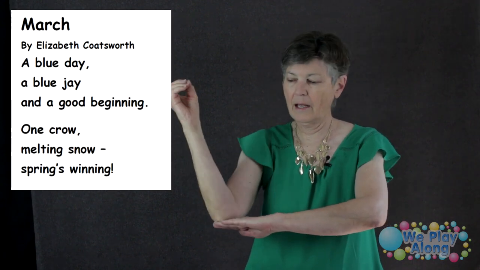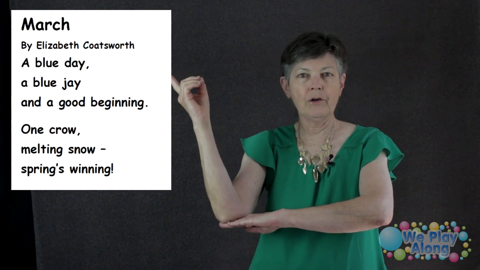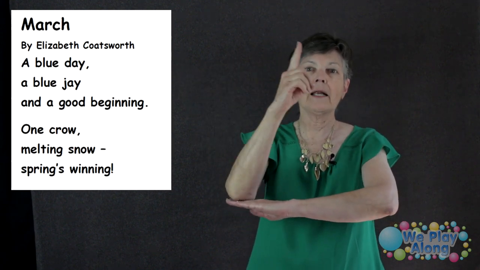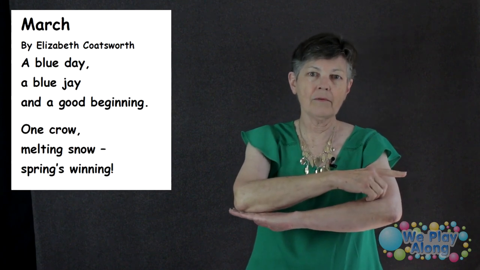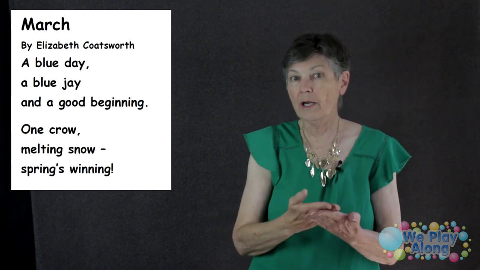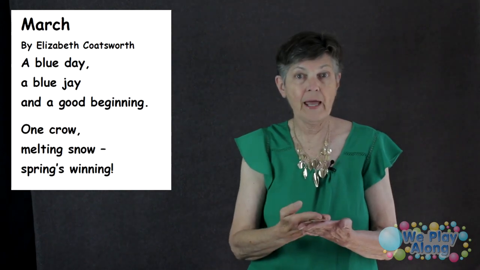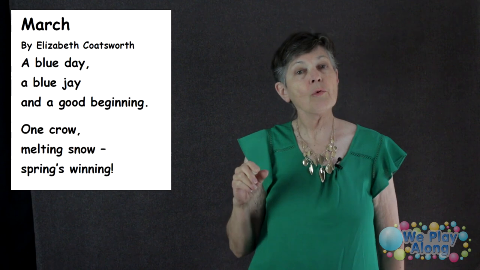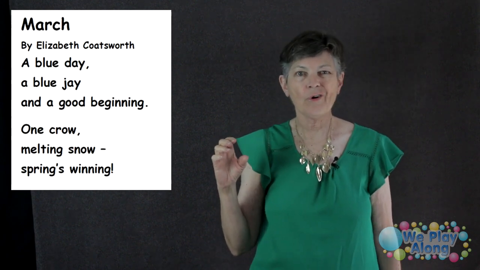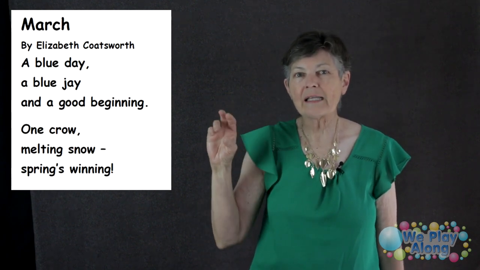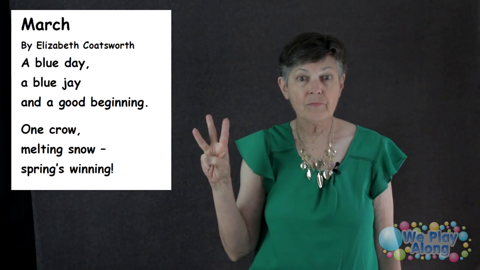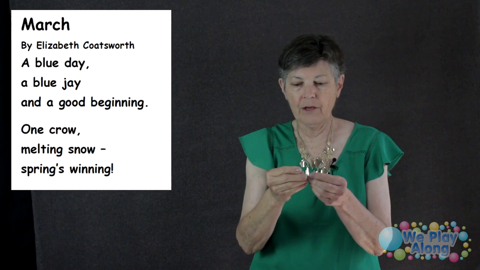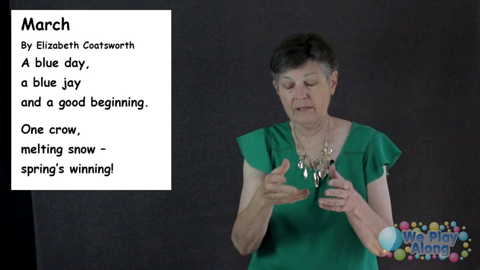Day: make a D hand, and you put your elbow on your flat hand here, and it comes across. Imagine the sun is going across the sky all day long. Good: a flat hand to your mouth, down to your hand. Beginning. One crow. Again, there's no sign for crow, so we're going to go C-R-O-W. Melting.